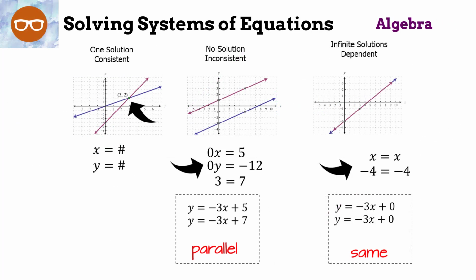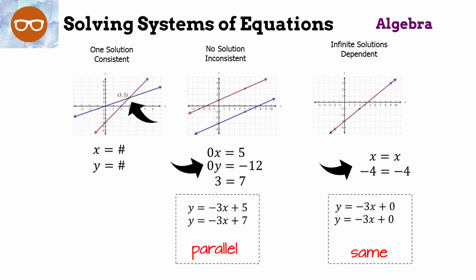Now, we're going to solve systems of equations using algebra. But I want to review for a second what happens when we use algebra for these 3 different possible answers. When we have one solution and we do our algebra, we'll end up with x equals a number and y equals a number. When we do parallel lines or the inconsistent, what's going to happen is we're going to end up with 2 numbers that will never equal each other.